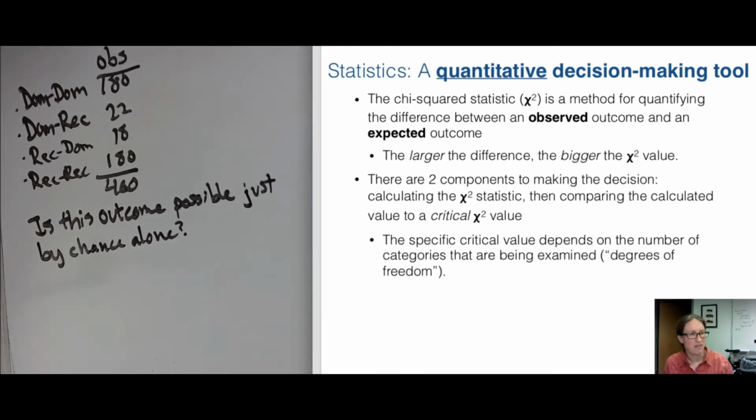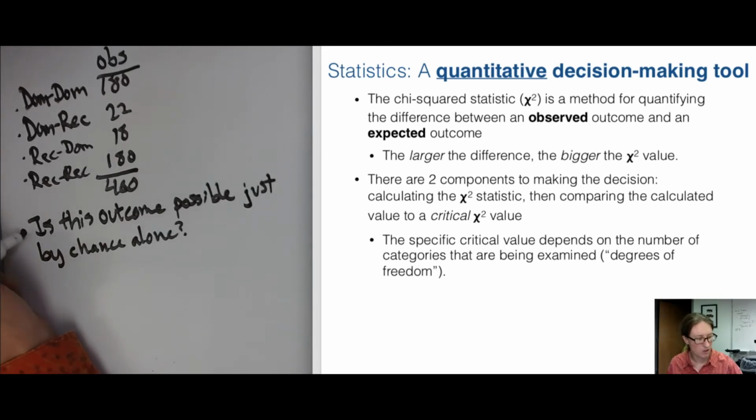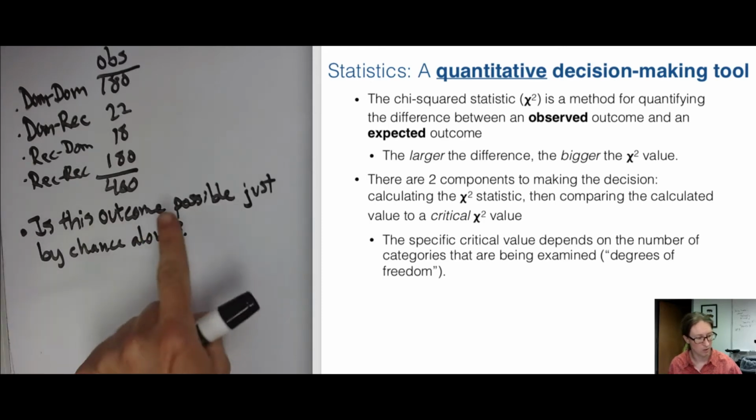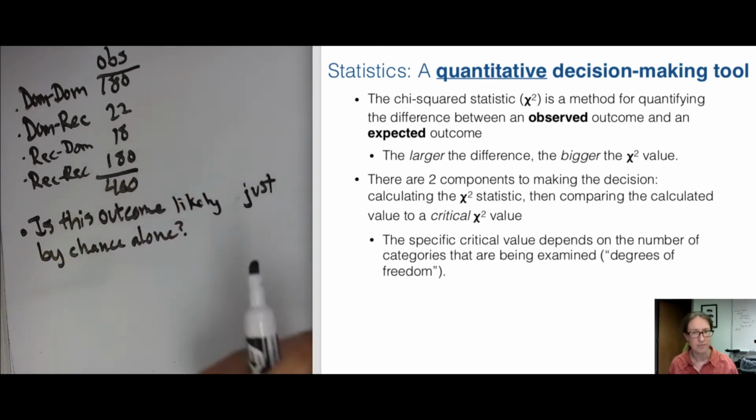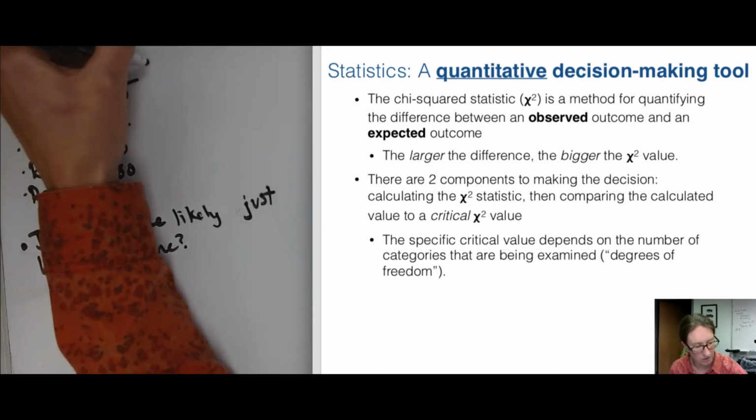And this is where statistics come into play. So I'm going to walk you through a statistic that we can use to answer this question of whether this outcome is likely just by chance alone. And I'll change possible here to likely. The statistic that I'm going to introduce you to is called the chi-squared statistic. This is a method for quantifying the difference between an observed outcome and an expected outcome.